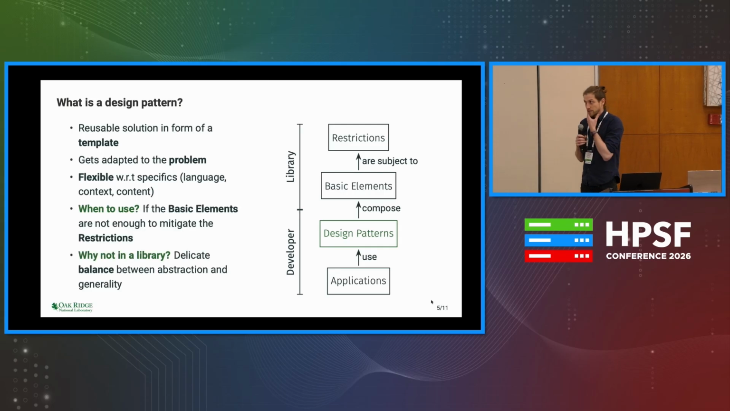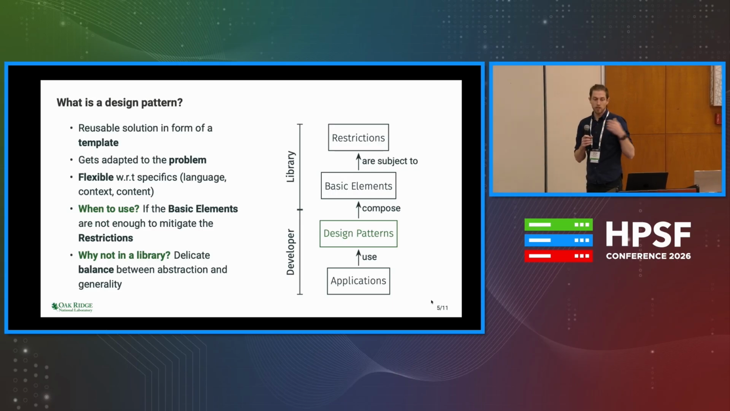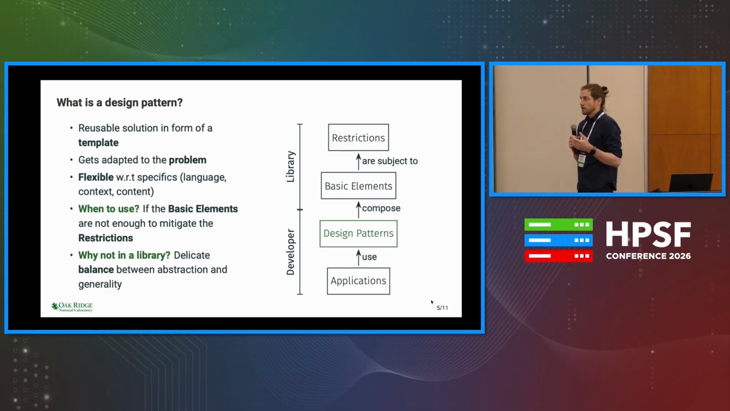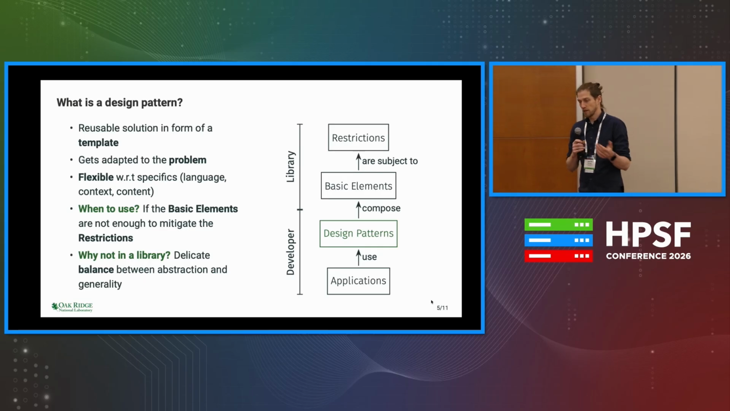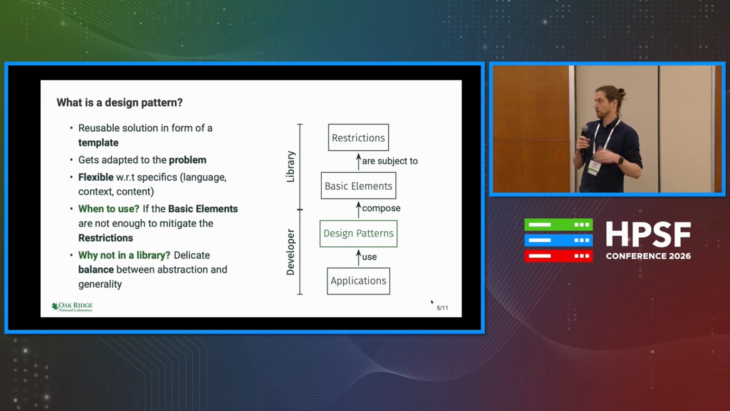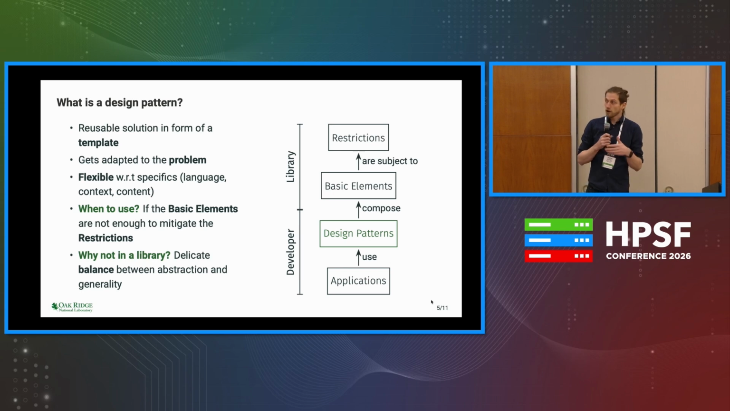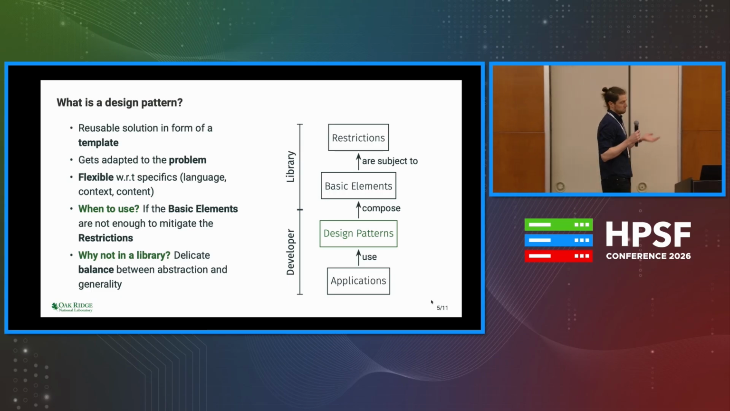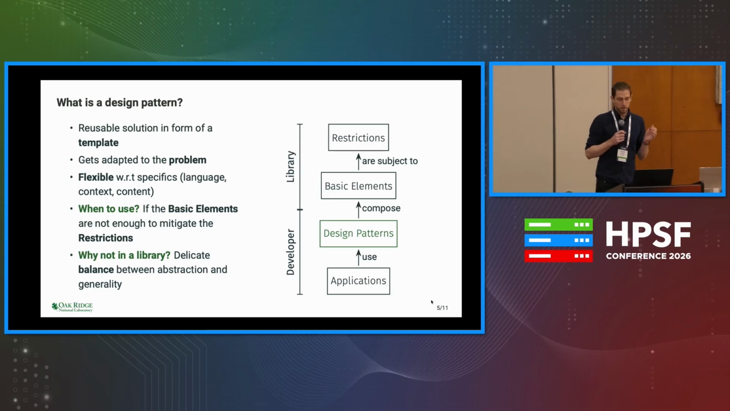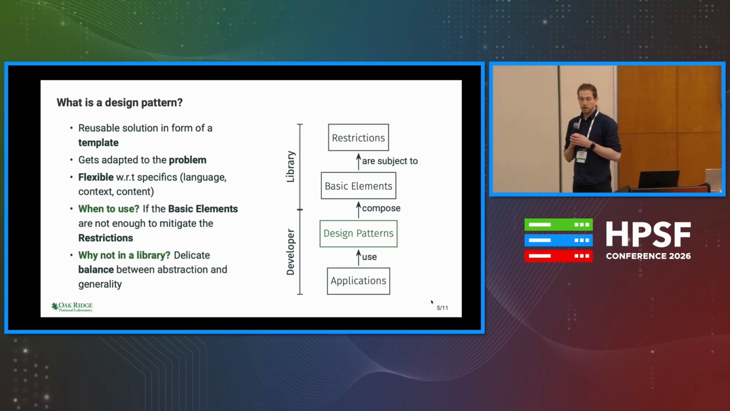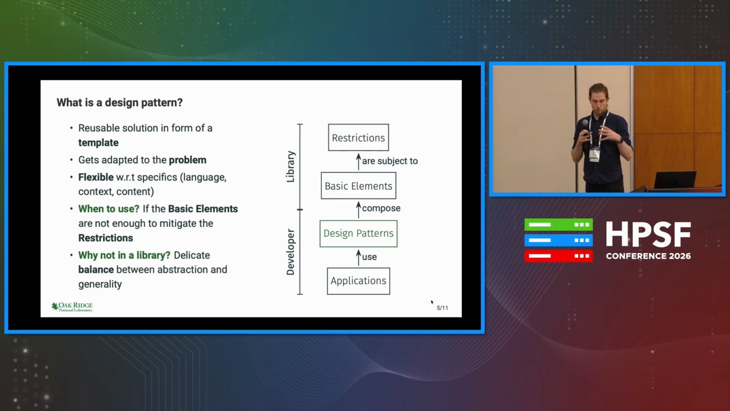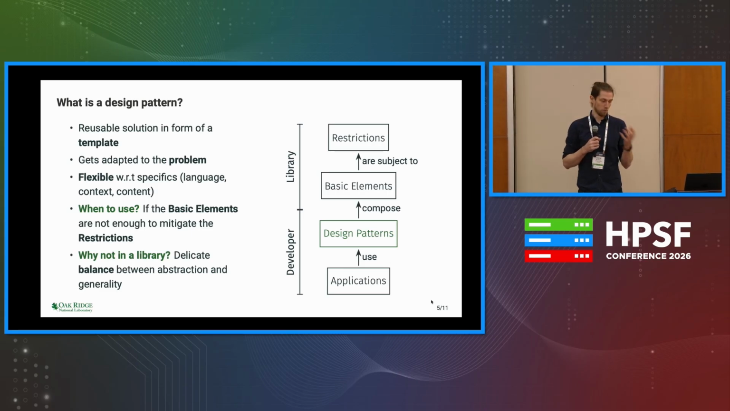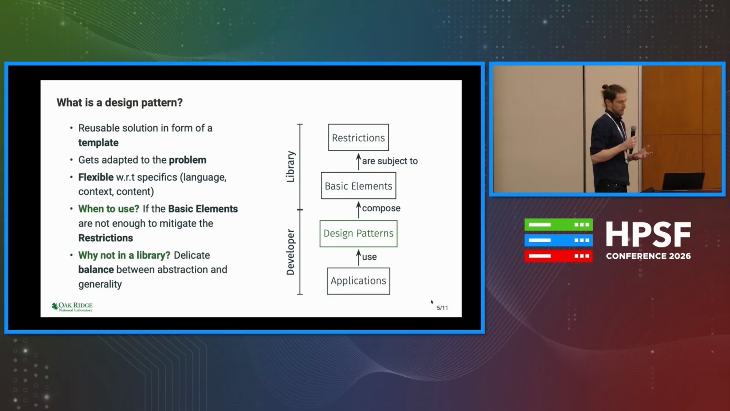So that leads to the question: when should you reach for something that has design patterns inside? Well, if anything that you're ever going to need is your basic element, let's say for Kokkos you have a parallel_for, and all you're ever going to do in your code is perfectly satisfied with one parallel_for, you're good, you don't need anything. But if your basic elements are no longer enough to get to a good solution and work around the restrictions that your hardware and your environment impose on your code, then you should reach for that.